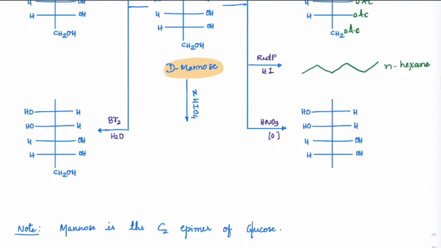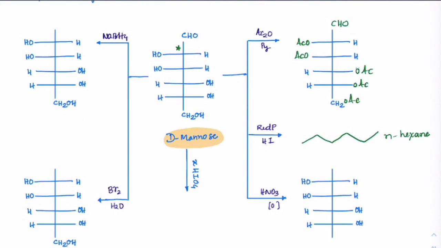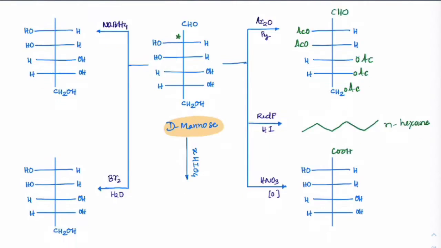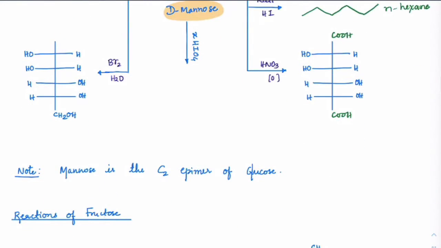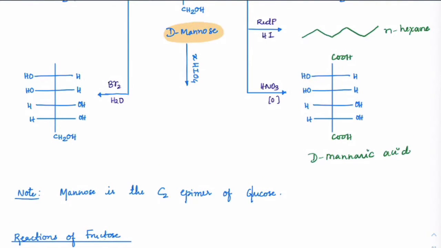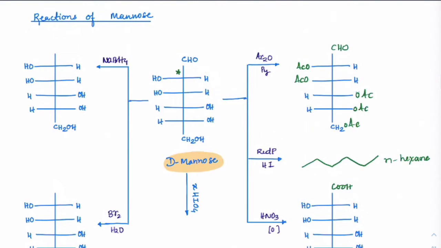Okay. Next, with dilute HNO3, we saw that aldehydes and primary alcohols will get affected. So we will get COOH here and COOH here. Earlier we used to call it glucaric acid. Now this would be called D-mannaric acid. Okay. Yes, this is clear. Right. The common name, industrial name, is saccharic acid.